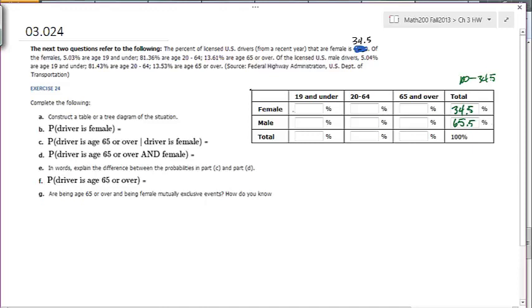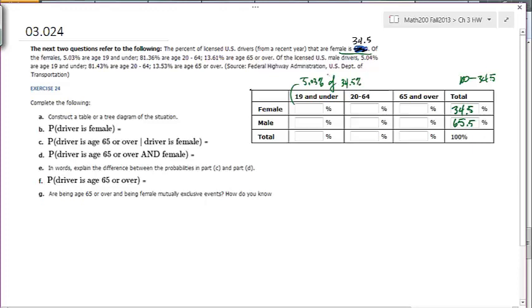So let's figure out this box over here, the female and 19 and under box. So it says of the females, that's 5.03% are 19 and under. So it's not saying that 5.03% are 19 and under and female. They're saying 5.03% of the females are 19 and under. So for us to figure out what this box is, we need to do a calculation where we compute 5.03% of the females, which is 34.5%.